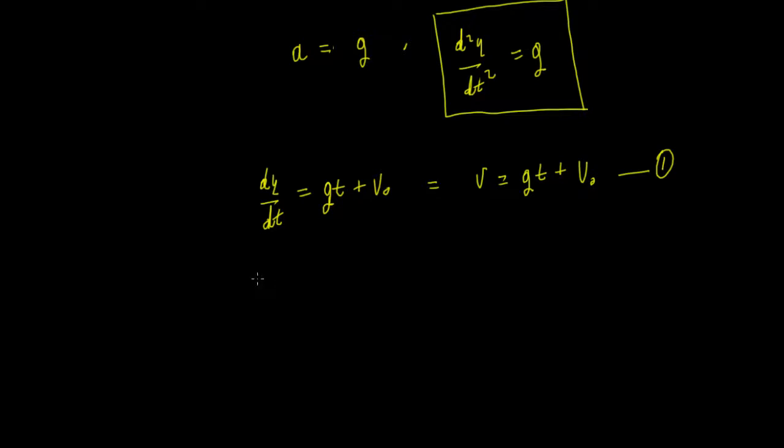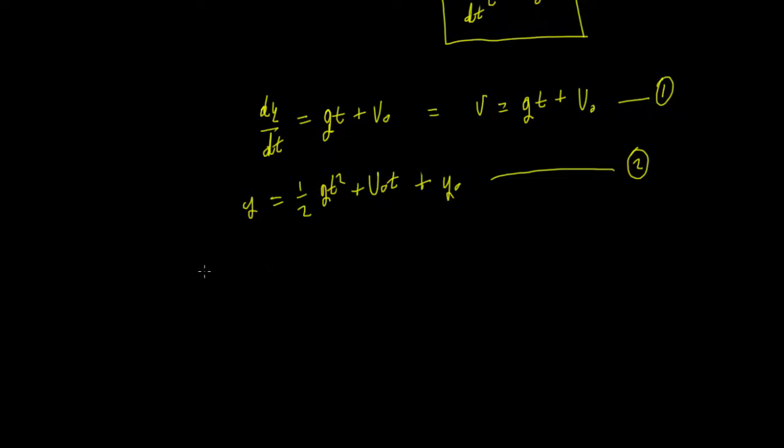Now if we integrate that again, you're going to be able to get the position with respect to time. So you're going to have y is going to equal a half gt squared plus v0 t plus a constant. Now the constant is going to be the initial position, which we'll just call y0. Okay, so that's the second equation. So we'll get two equations. One gives the velocity in terms of time, one gives the position in terms of time.